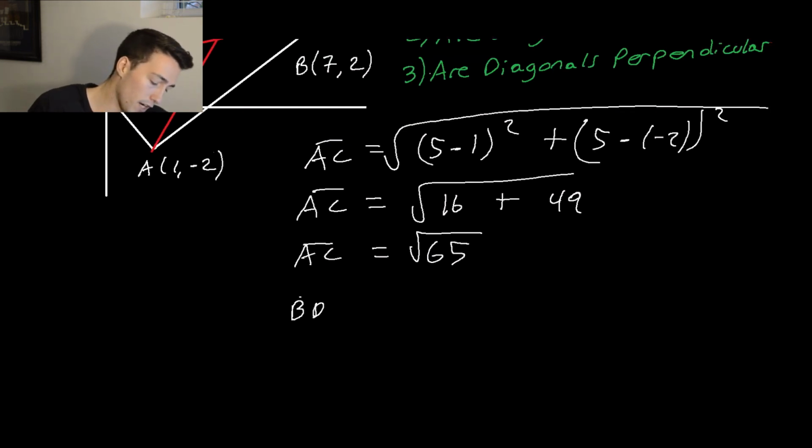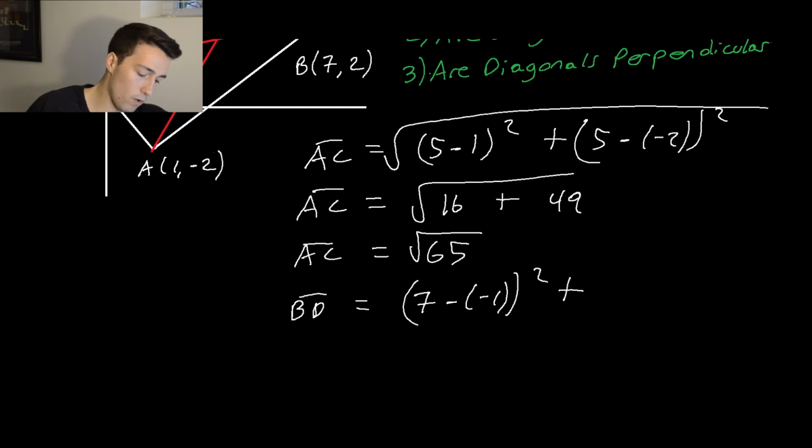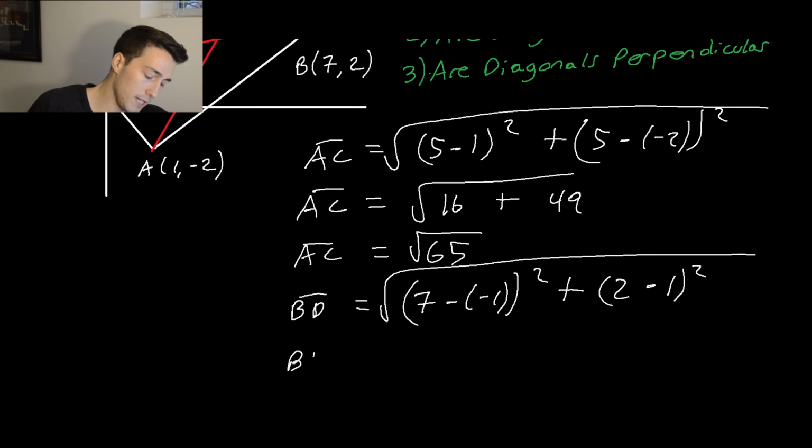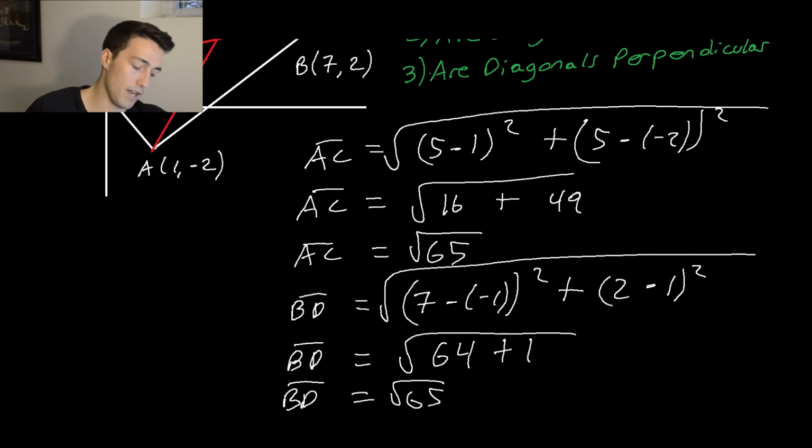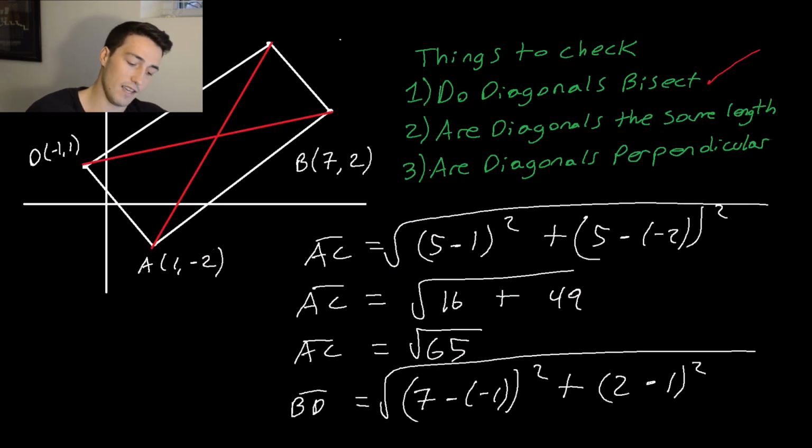So for BD, we're going to have the x distance, 7 minus negative 1, squared, plus the y distance, 2 minus 1, squared, and then all under the square root. So BD will be 7 plus 1, so that's 8, and 8 squared is 64. And then 2 minus 1, well that's 1, and 1 squared is just 1. So plus 1, and then BD is going to be root 65. So the length of AC and the length of BD, the lengths of both diagonals, were equivalent. So we can say that this is a rectangle.